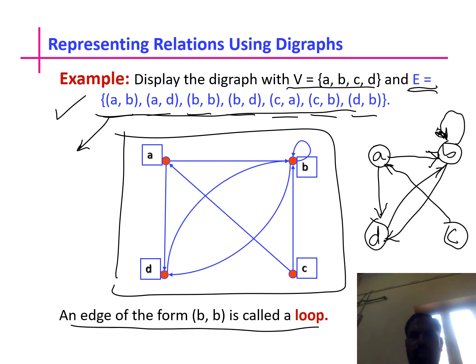And CA is from C to A, and CB is from C to B, and DB is from D to B, and BD from B to D.